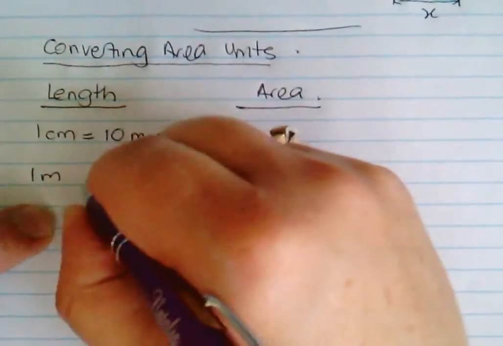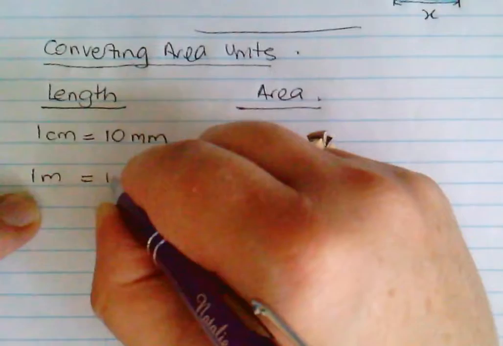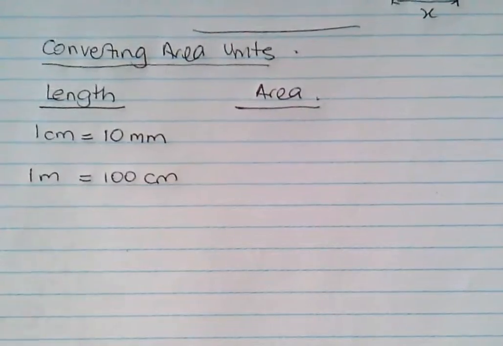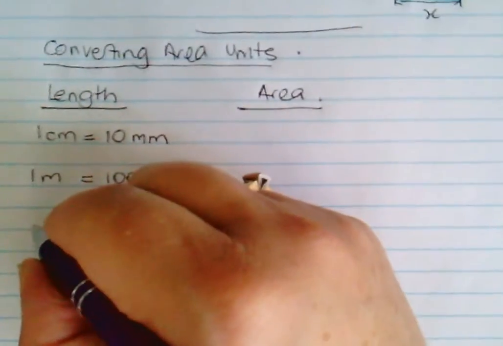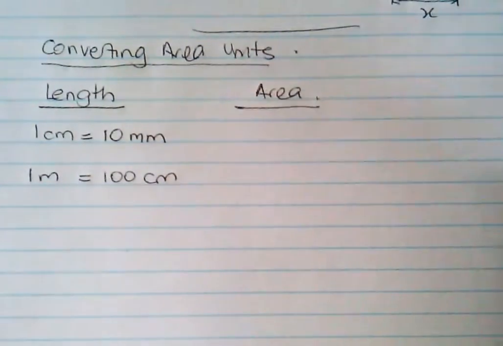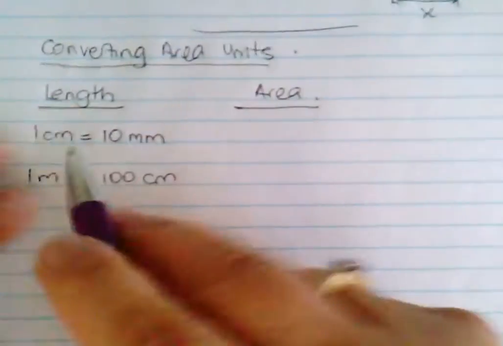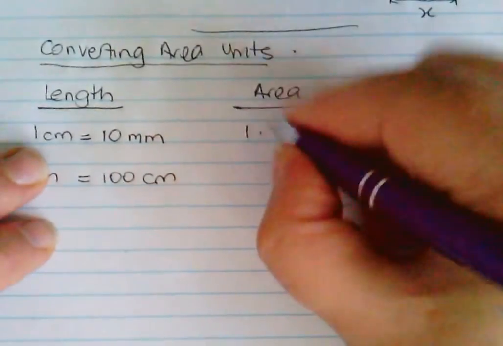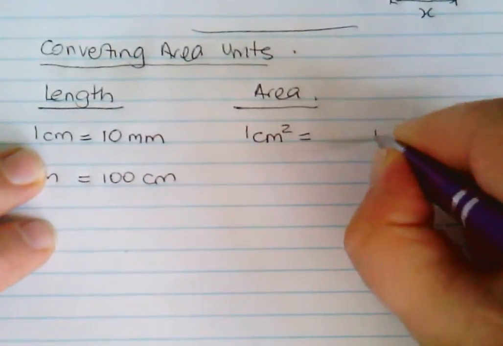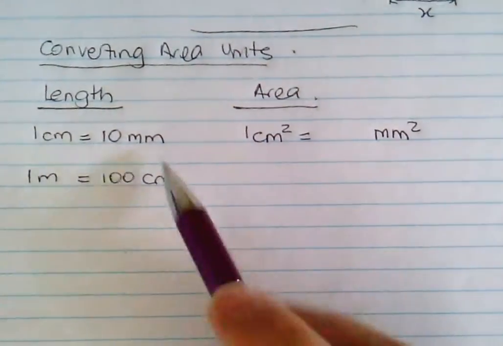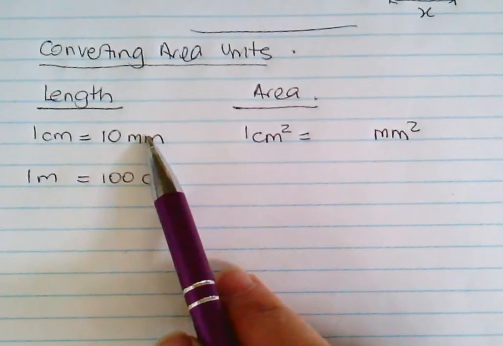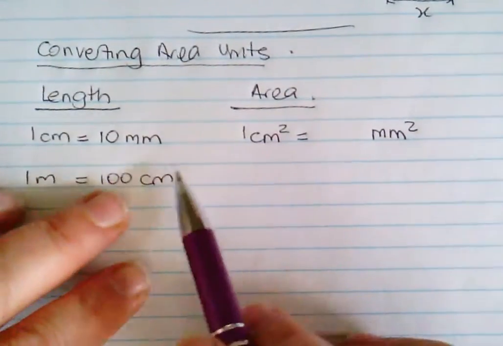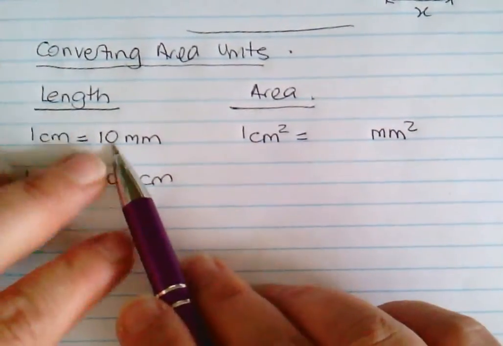Another length conversion might be that 1 metre is how many centimetres? 100 centimetres. Well, we'll just start with those. With the area conversion, if I square both sides, I get what you do when you want to convert from centimetres squared to millimetres squared. It's like you're doing this conversion twice. So 1 centimetre is 10 millimetres, but 1 centimetre squared is not 10 millimetres squared, it's 10 times 10.